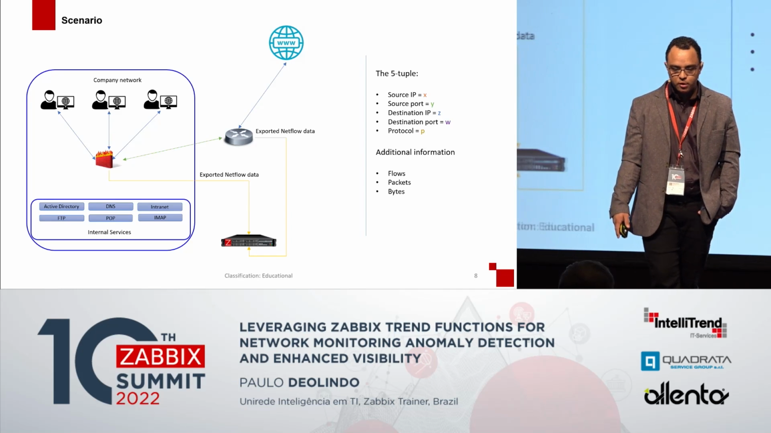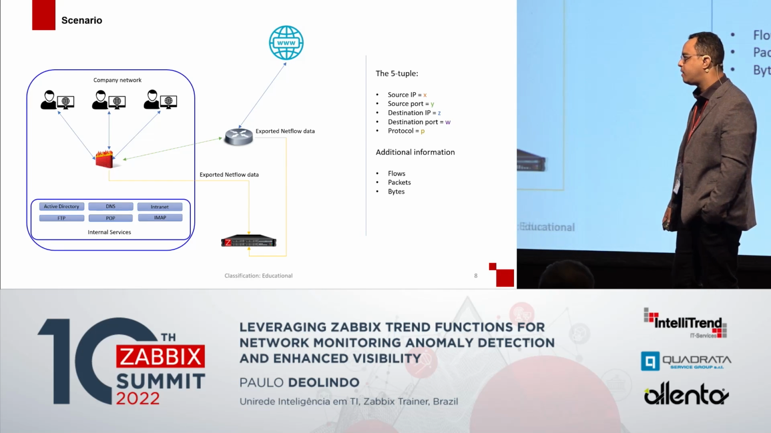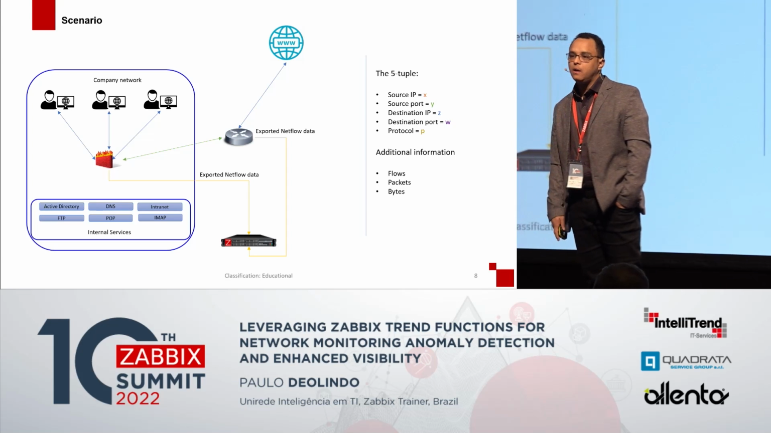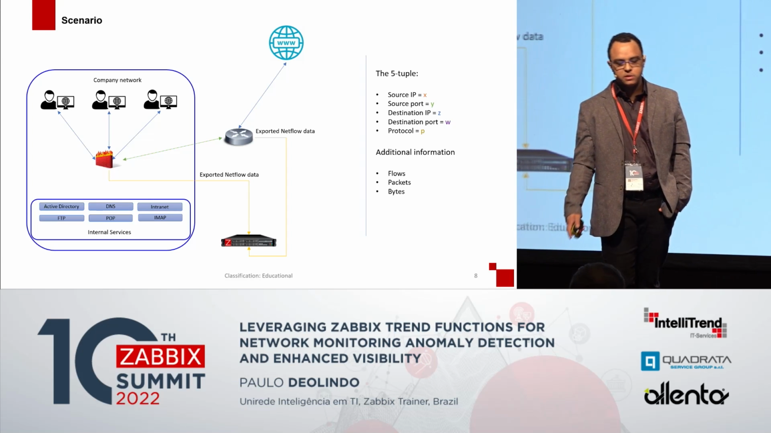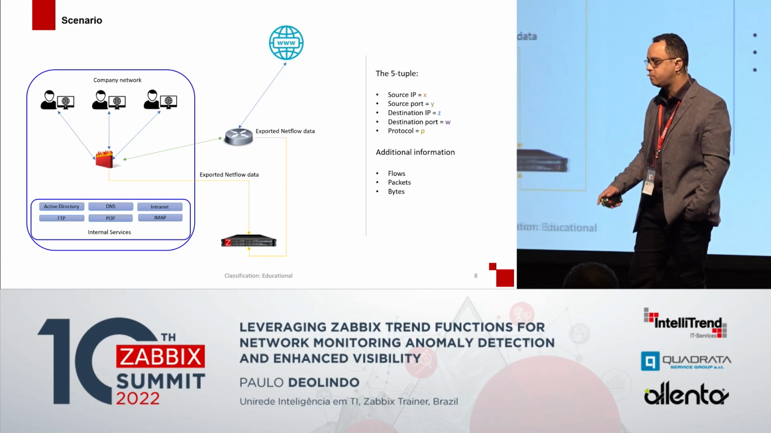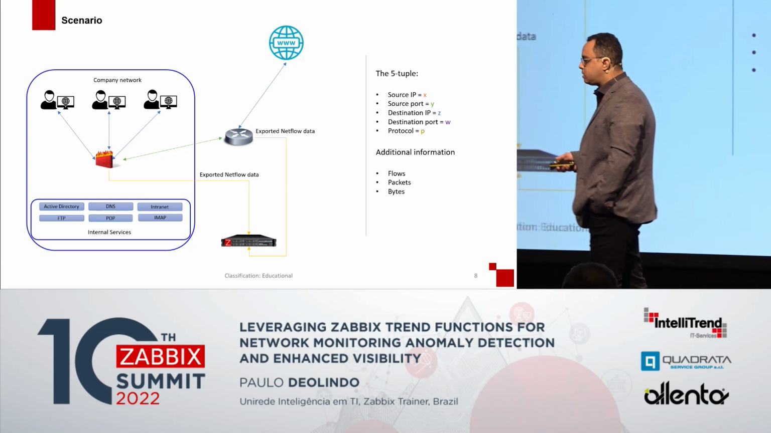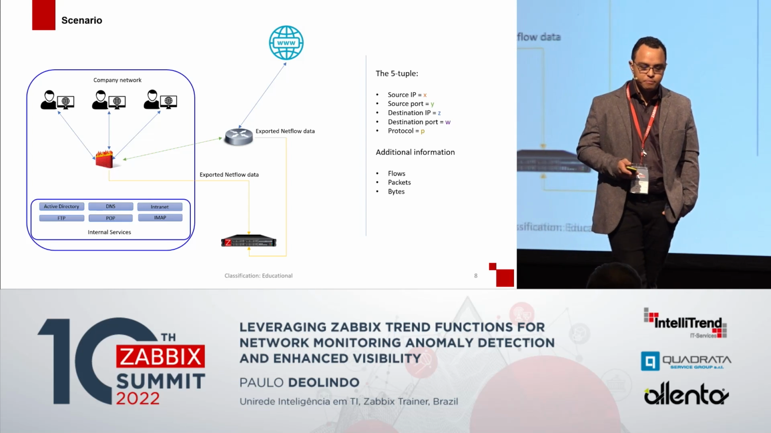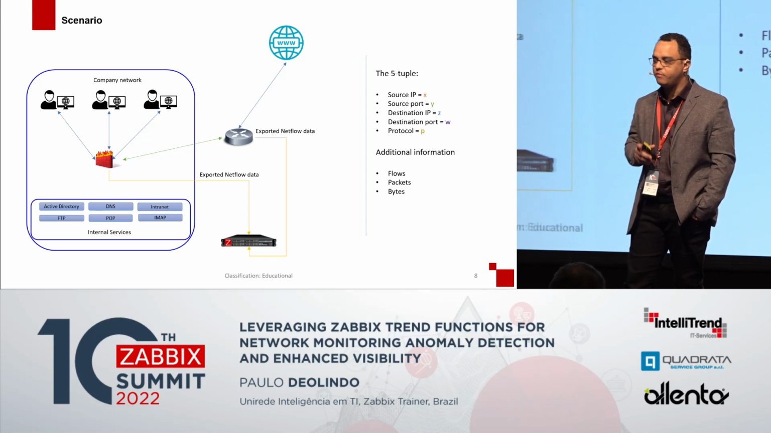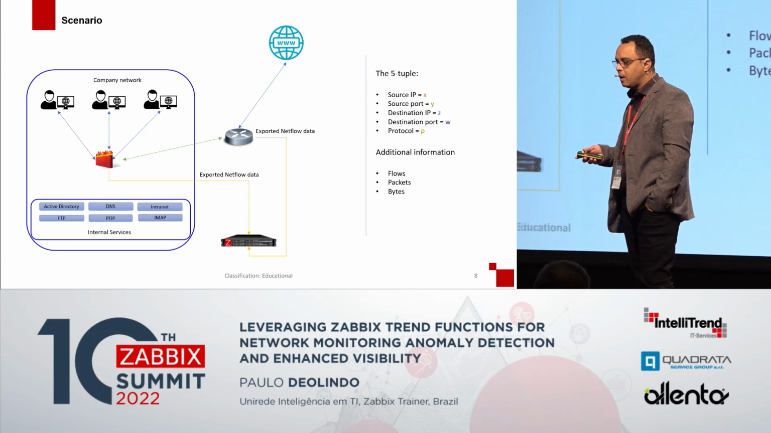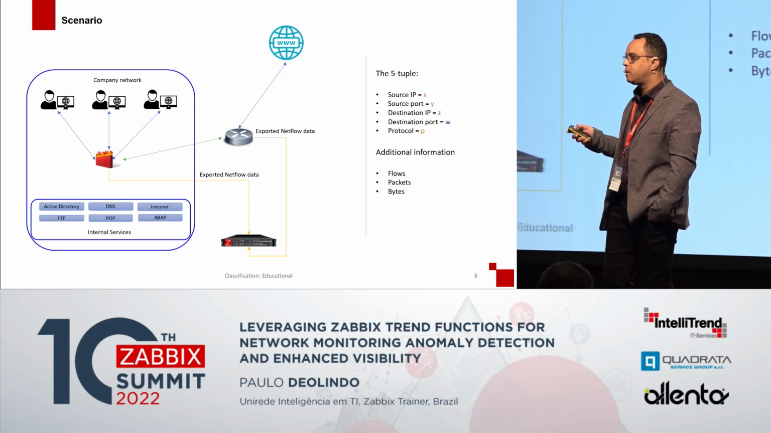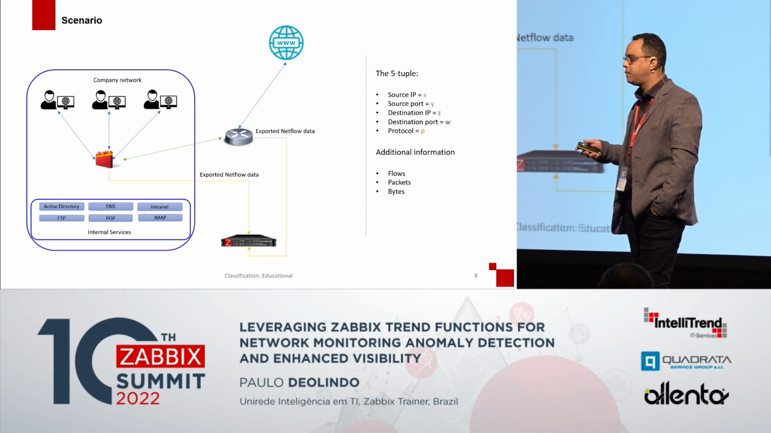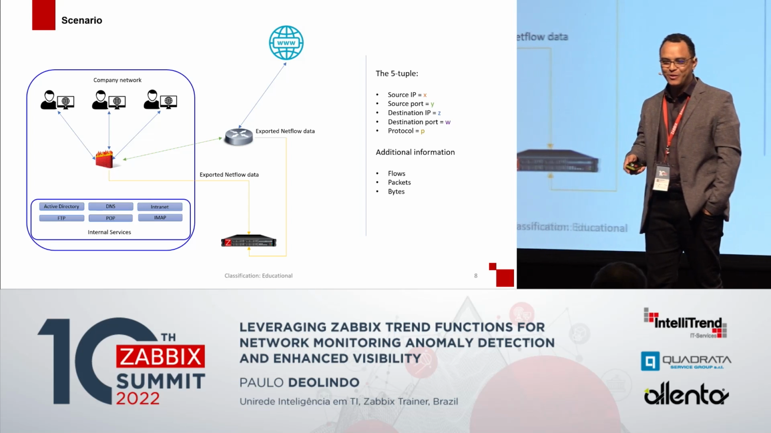Okay, let me introduce a simple scenario. Here you have a common network: some users on computers, smartphones, tablets. These users need to consume internal services. Sometimes the services are on the internet. In this case, they need to go through a firewall or a router. And in the future, these devices, firewall and router, by example, will be the key to export NetFlow data to Zabbix. We can discuss this implementation maybe at the party, not now.